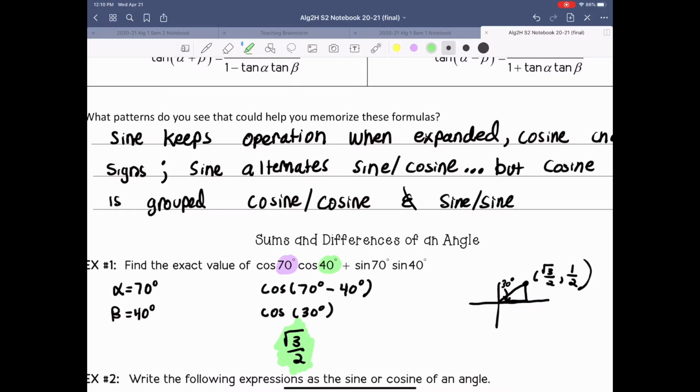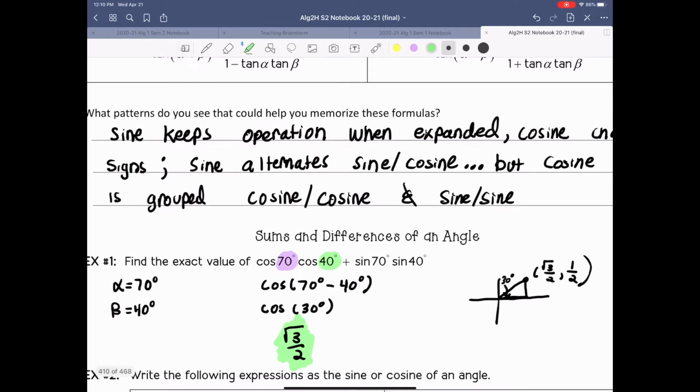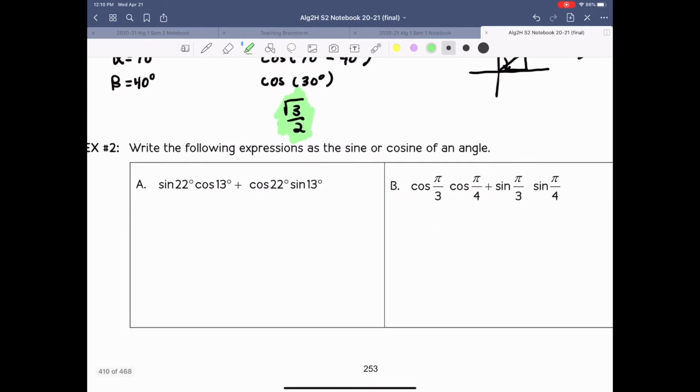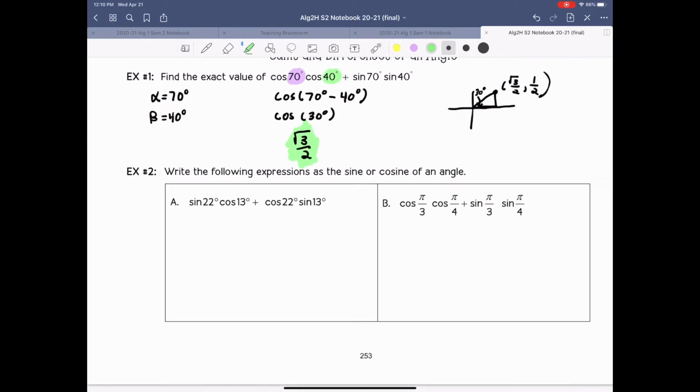So as you can see, the goal is to simplify trigonometric expressions using the sum and difference identities. All right, let's go ahead and move down to example number 2. So we're going to write the following expressions as the sine or the cosine of an angle. Well, let's go ahead and look at example A. We have the sine of 22 degrees, cosine of 13 degrees, plus the cosine of 22 degrees times the sine of 13 degrees.